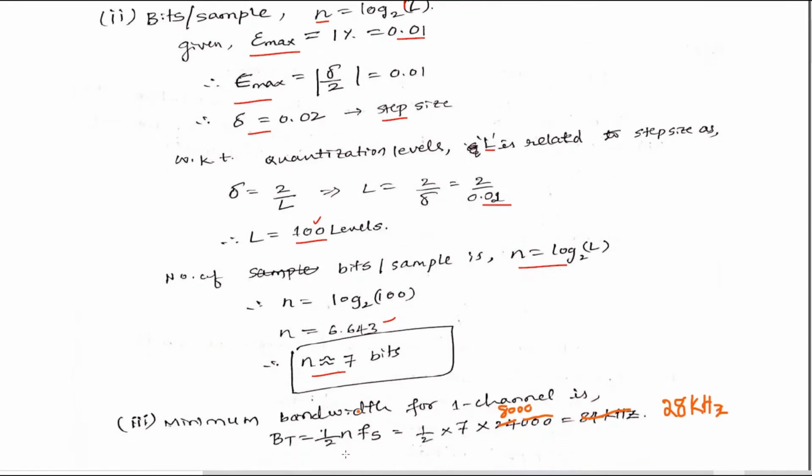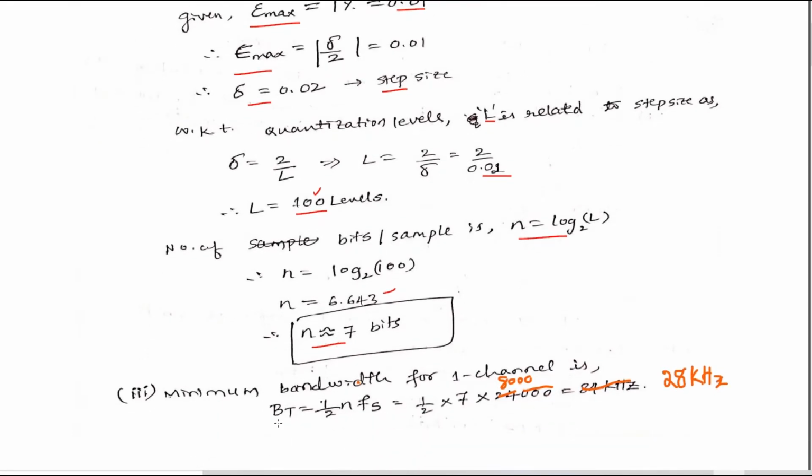Using this, we can calculate the bandwidth. BT is equal to 1/2 n times fs. So n is 7 bits, fs is 8000 samples per second. So the bandwidth required for transmitting the particular signal is 28 kilohertz.